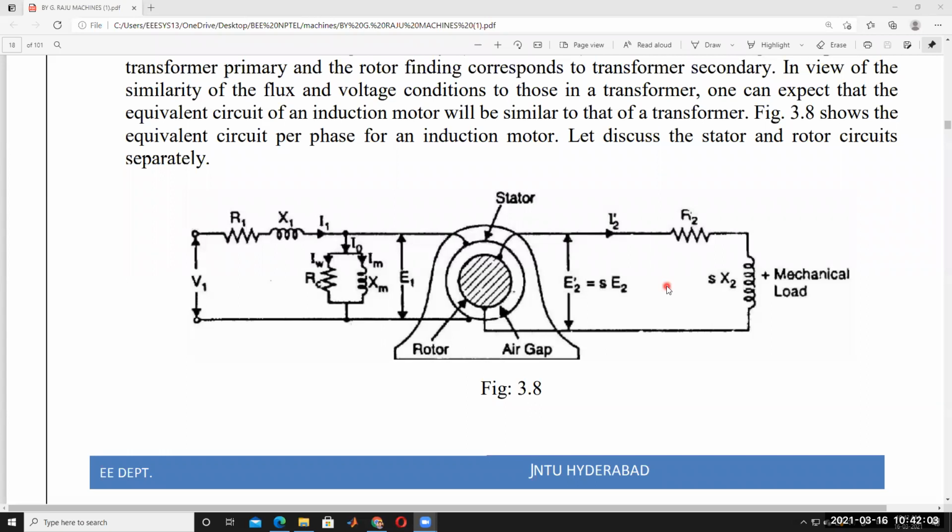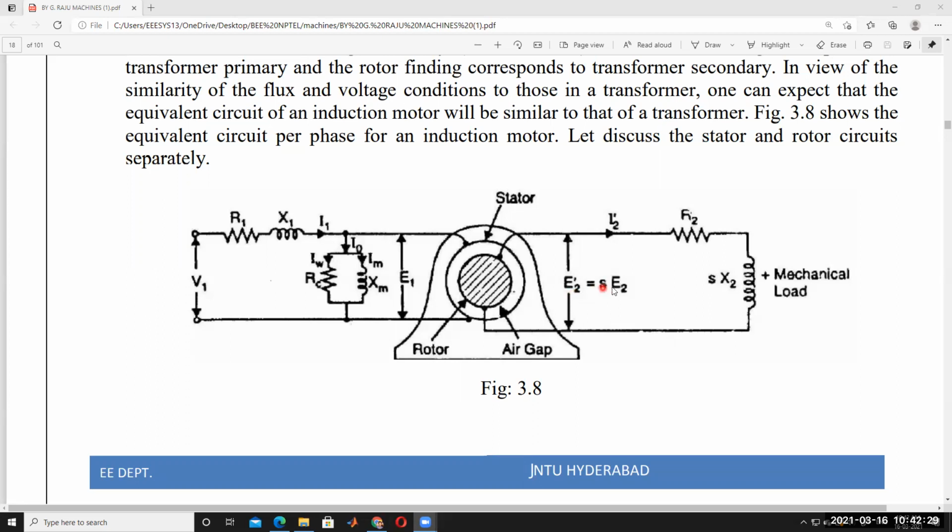In a slip ring induction motor, the rotor is connected to external resistance, so that may be added to R2. This is the EMF induced in the rotor, called E2 dash, which becomes S into E2. Under the stationary condition, if the rotor is not rotating, it's like a transformer. So S becomes 1 at starting condition. Slip is equal to 1.